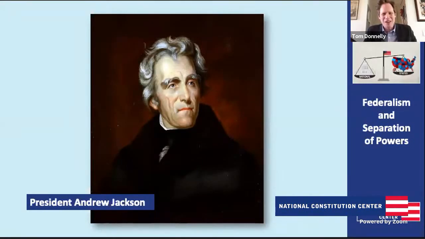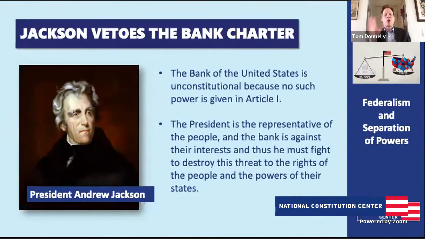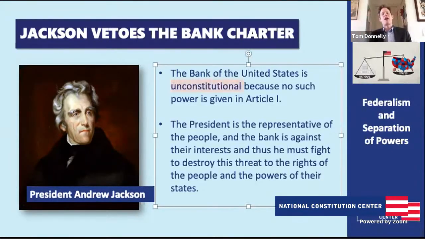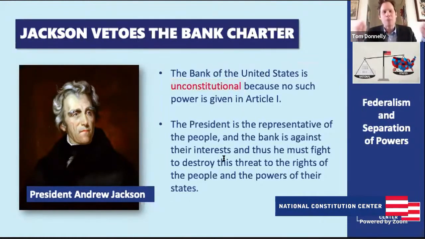He said, "Are you kidding me? I'm going to veto this thing." But importantly, he doesn't just veto it. He writes what is known as a veto message, and this is where Jackson is explaining his reasons for vetoing the bill to the American people, and he makes really 3 simple arguments. 1, the bank is unconstitutional. James Madison, Thomas Jefferson, they were smart, they were right. There's no established bank clause in the Constitution. The bank is unconstitutional. Congress does not have that power.